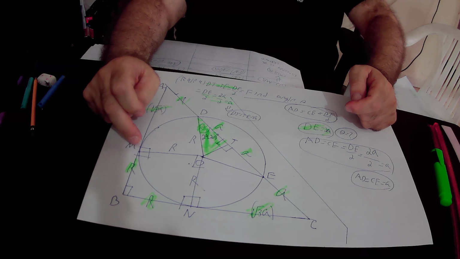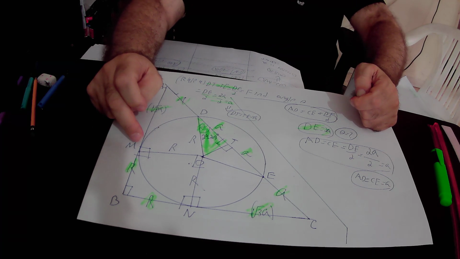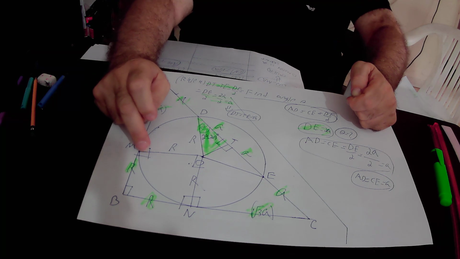So we found out that quadrilateral MOBN is not just a rectangle but a square, because all of its sides are equal to each other. They are equal to R.